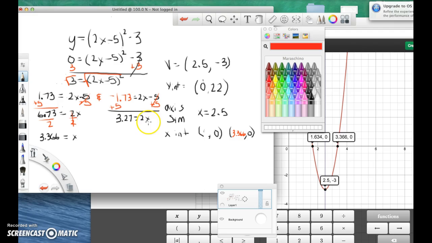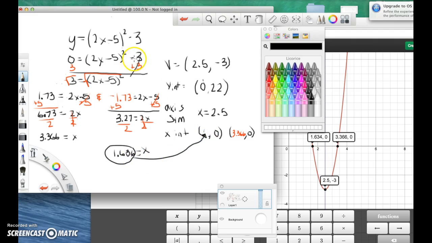So 2 times x, well, 2 times half of this will be that. So divide by 2, that cancels out. Divide by 2, so x will be half of that. 2 into 3.27 gives about 1.636, or 1.634, I'm off by just nothing. So here's your other intercept. That'll go right in here.